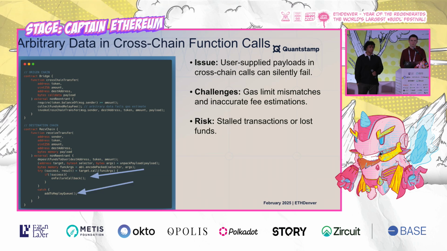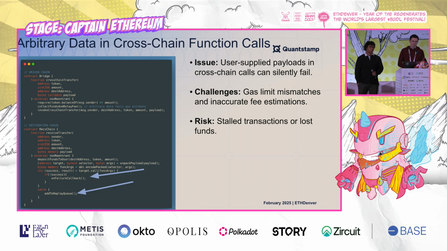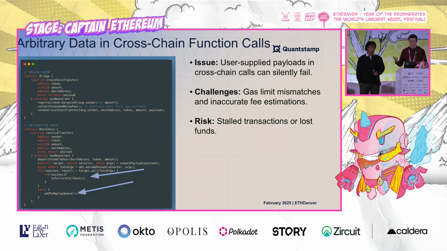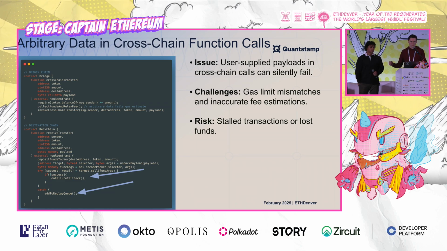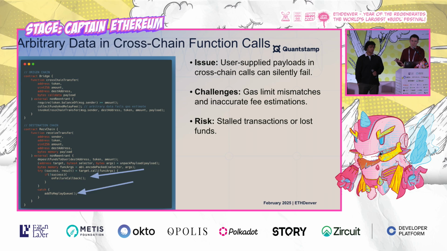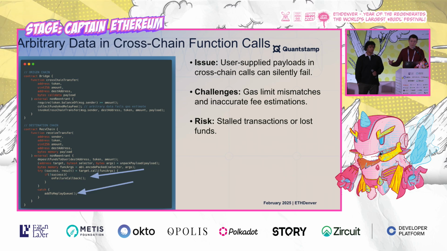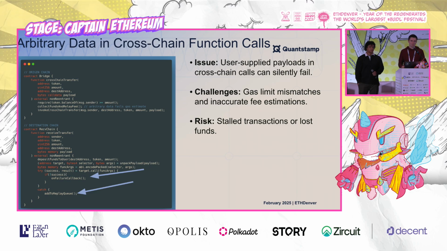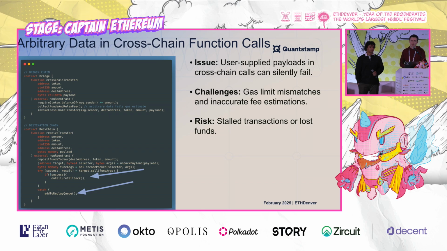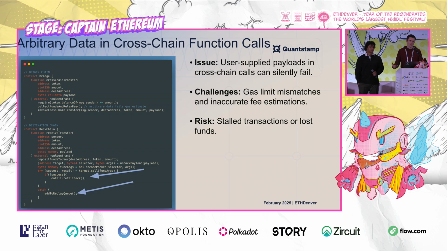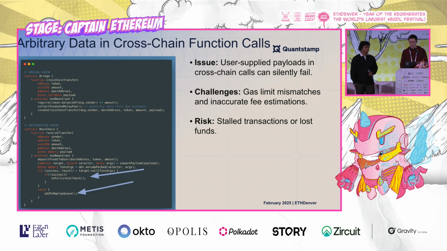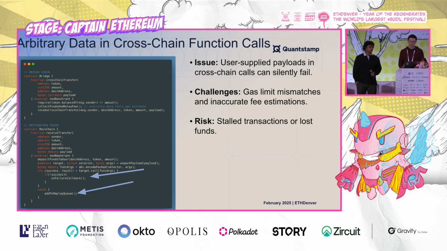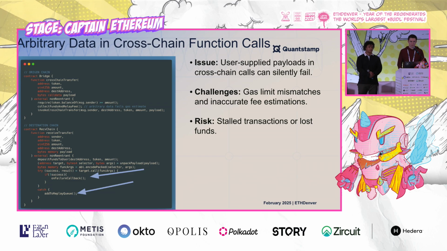So you might have some, say you want to bridge USDC from mainnet to, say, Zircuit L2. You might have something that happens on Zircuit that you want some action to take place when the funds actually arrive there. And so we want them to be able to specify what actions they would like to take. But the problem here is that this is just a little too free from the user's standpoint. So the risk here is that we have stalled transactions, lost transactions.